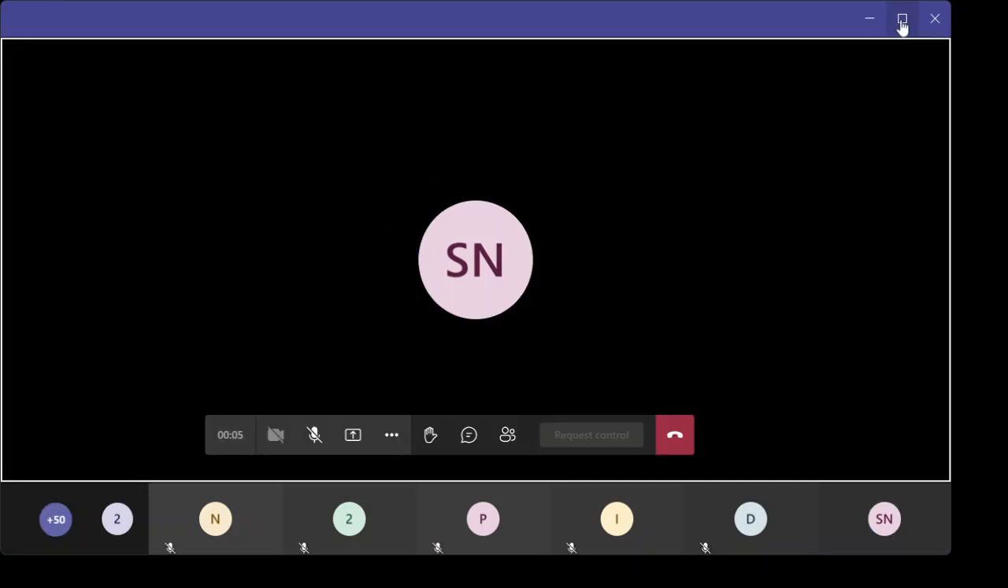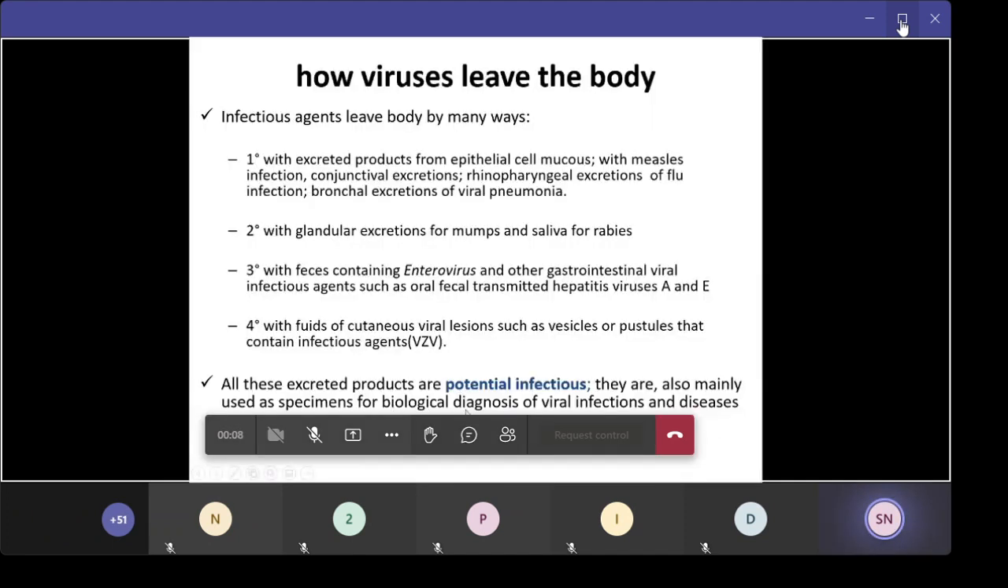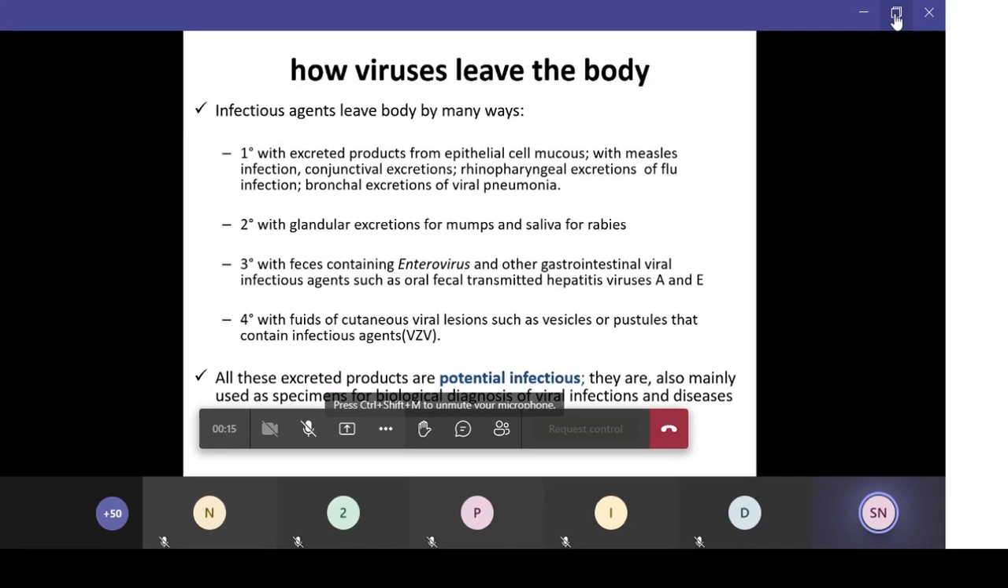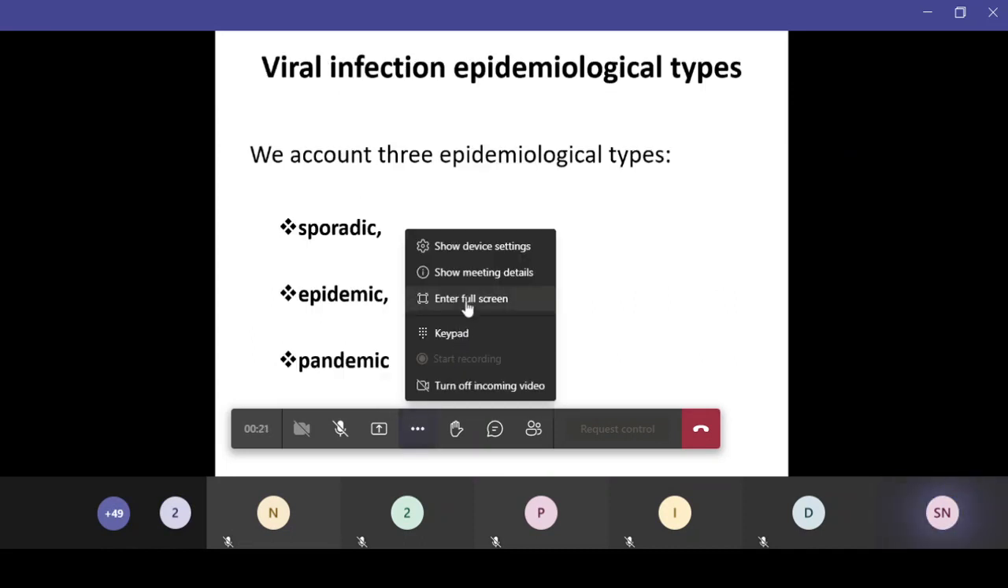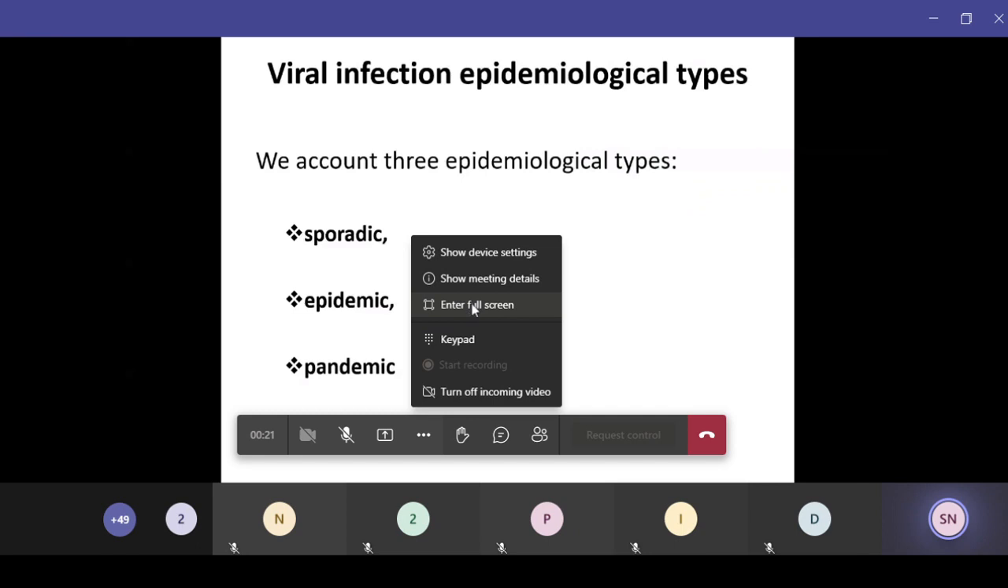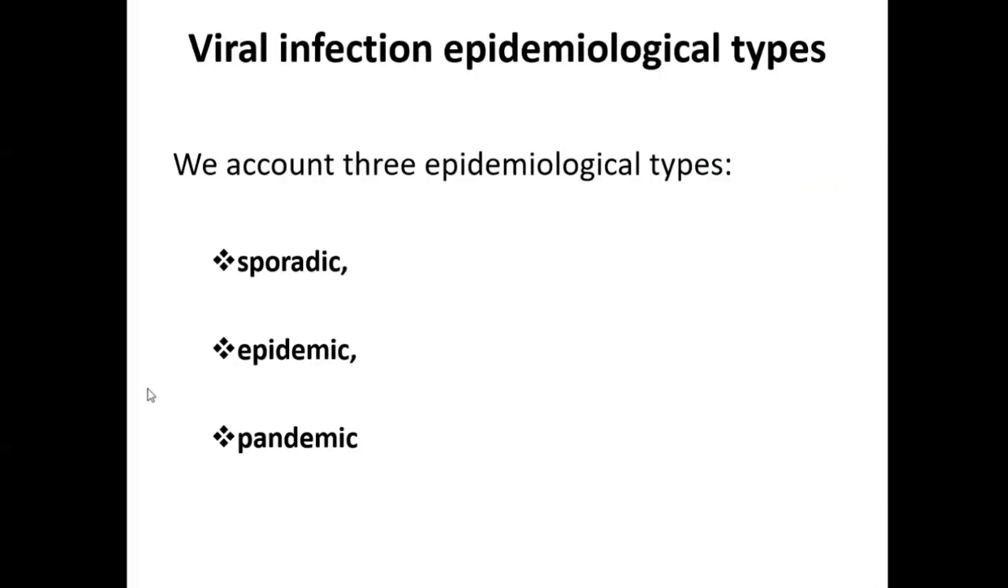and they can also serve as biological specimens for viral diagnosis, to diagnose the viral infection. So as the epidemiological type, we have three categories. Viral infection or disease can be sporadic, epidemic, and pandemic. I think you all know the pandemic, as we have COVID-19 as an example.